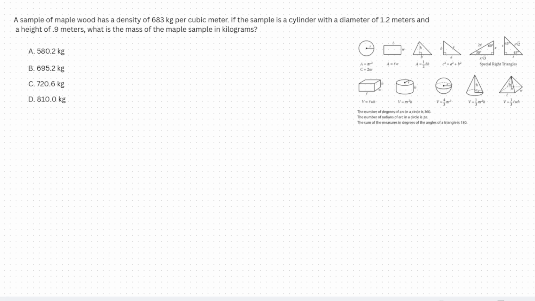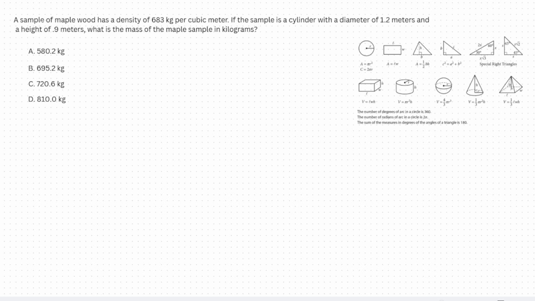Hello, in this video I'll be going over another question you might find on the SAT math portion. A sample of maple wood has a density of 683 kilograms per cubic meter. If the sample is a cylinder with a diameter of 1.2 meters and a height of 0.9 meters, what is the mass of the maple sample in kilograms? The first thing I like to do when I see a math question like this is write out what the problem gives us and what the problem is looking for.